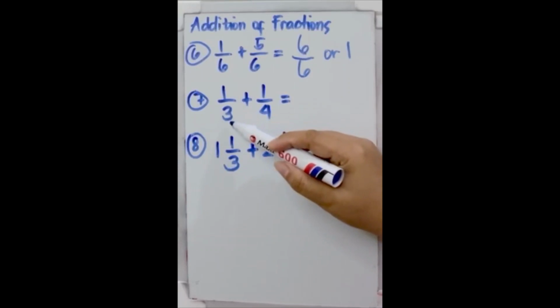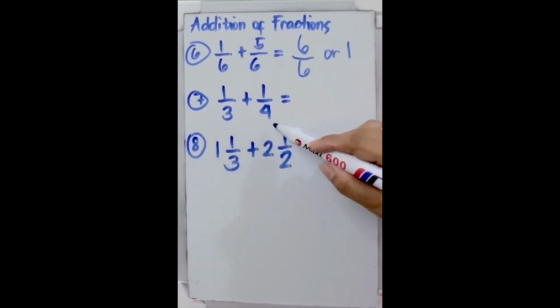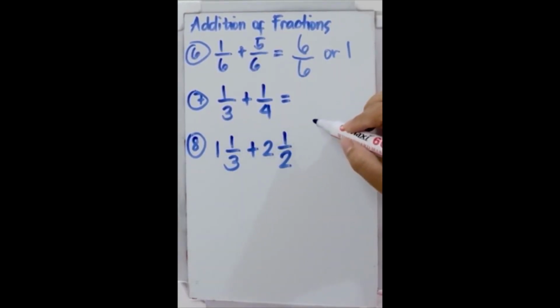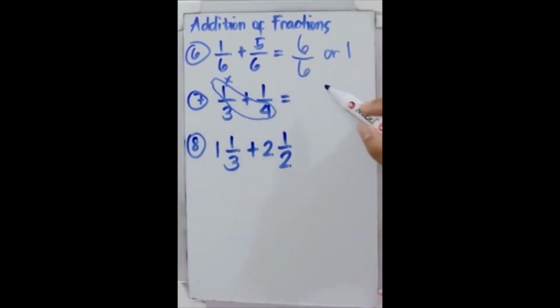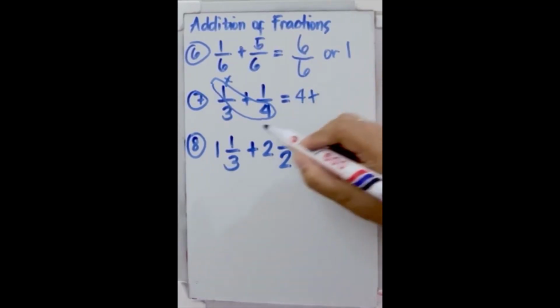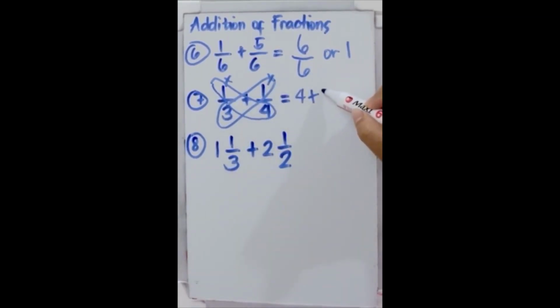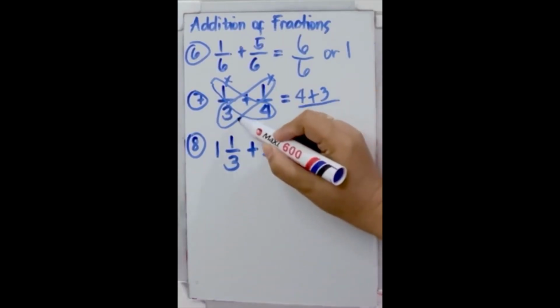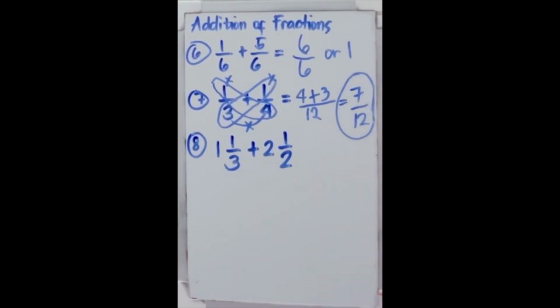Next, we have 1/3 plus 1/4. So these are two fractions having different denominators. So dissimilar fractions. So we're going to make use of the butterfly method. So 1 times 4, we will multiply this. This is 4, plus multiply 3 and 1. So 3 times 1, this is 3, all over 3 times 4, multiply that. So 3 times 4 is 12. So now this will give us 4 plus 3 is 7 all over 12. So your answer here is 7 over 12.